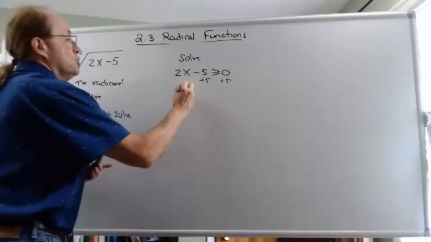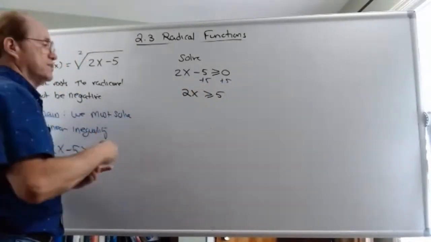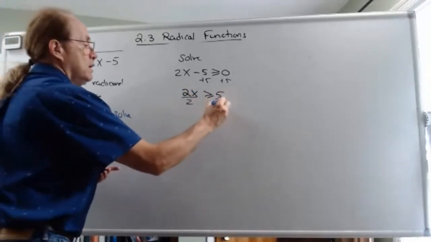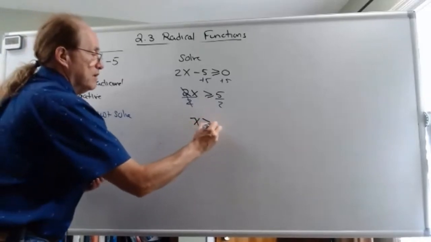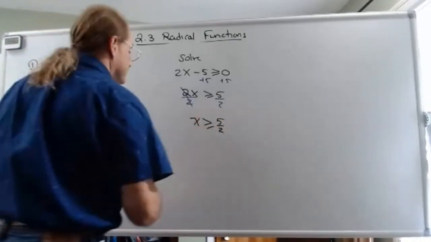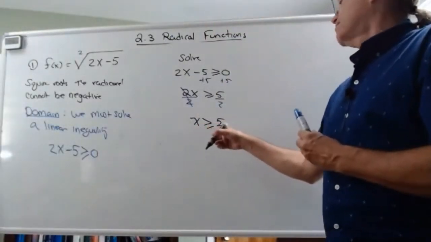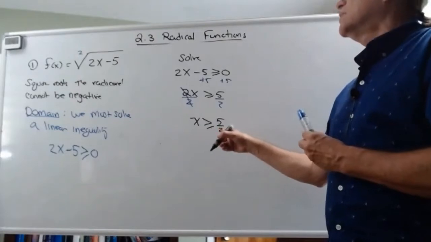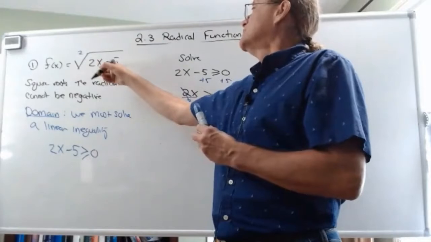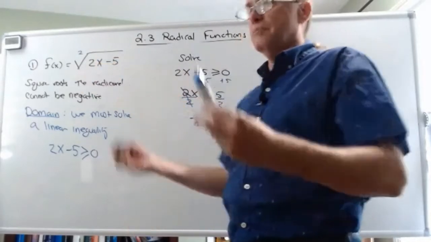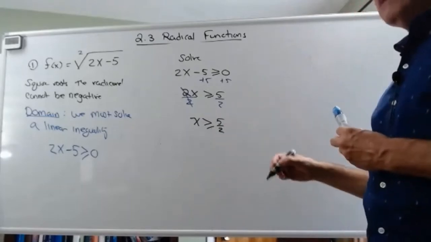So this gives me 2x is greater than or equal to 5, and then I divide by the coefficient in front of the x, which is 2. Let me clear that out. And I get that x has to be greater than or equal to 5 halves. That's going to be my domain. As long as I pick x greater than or equal to 2.5, I'll be okay. If I pick x to be 1, then 2 minus 5 would give me the square root of negative 3, which is complex, undefined over the real numbers. It would not work.